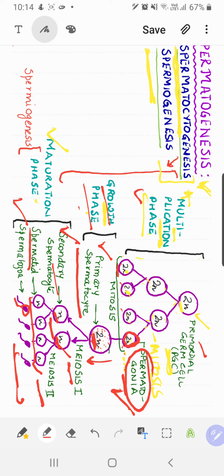Then this will be entering the growth phase. This is the benefit of writing the phases at the left side. Why? Because you yourself understand what would be happening here. So since you know that the things are entering growth phase, obviously the size of the cell would be increasing, and now you will call it primary spermatocyte.